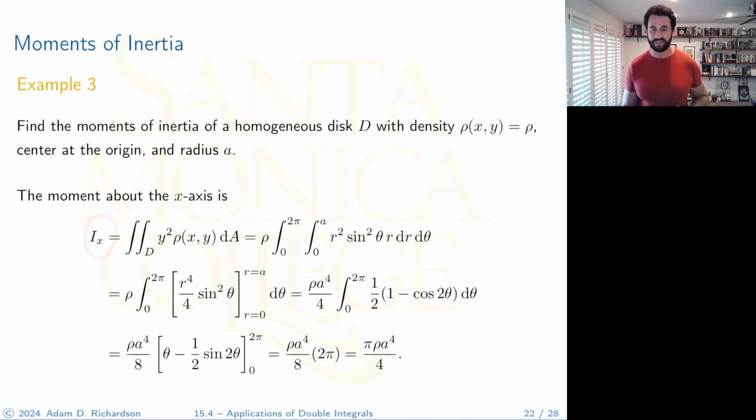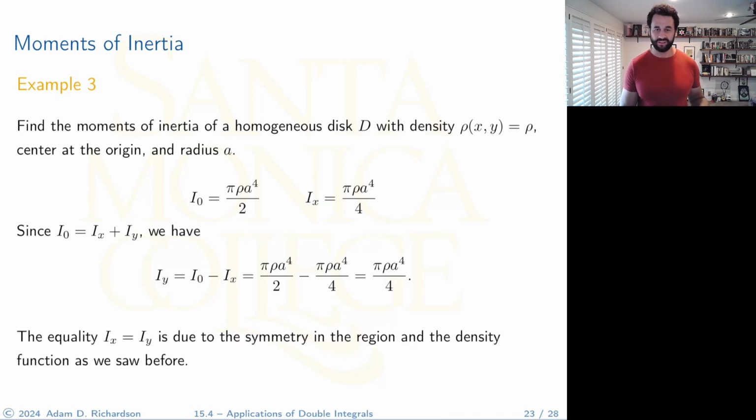The second moment with respect to the x-axis is this, all right? And now we can find the moment with respect to the y-axis by using this equation here. Because the polar moment is the sum of the moments of inertia with respect to the axes, we can just subtract, and we get this, which is this.